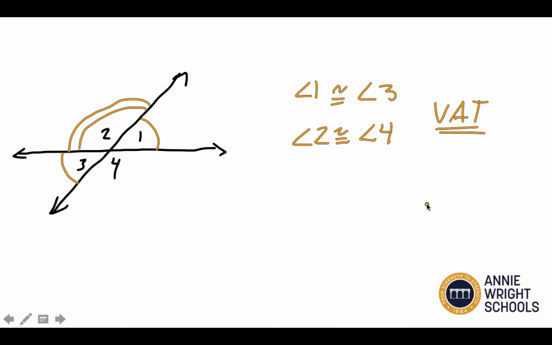Another theorem that we'll study is called the linear pair theorem. And the linear pair theorem says if 2 angles form a linear pair, then those angles are supplementary. Pretty easy to prove, but it's something that we will use a lot. Linear pairs, supplementary, vertical angles, congruent.